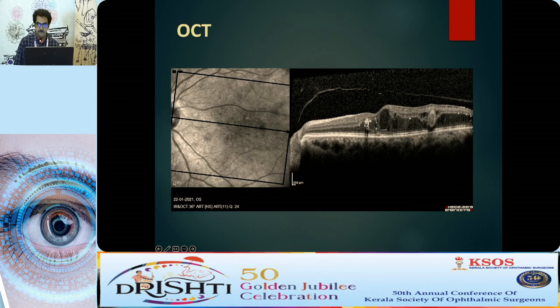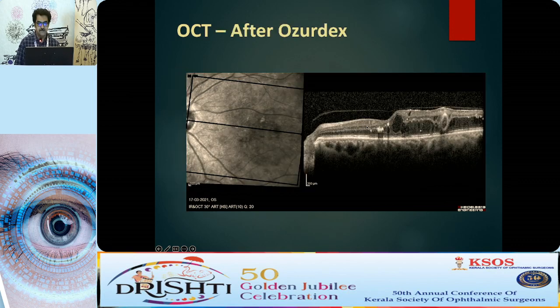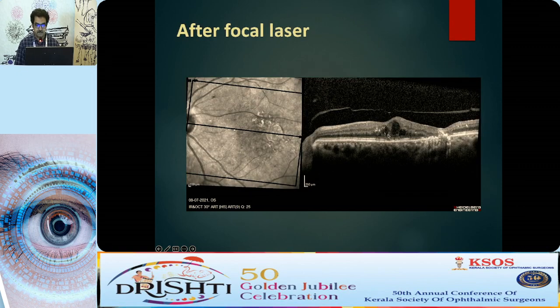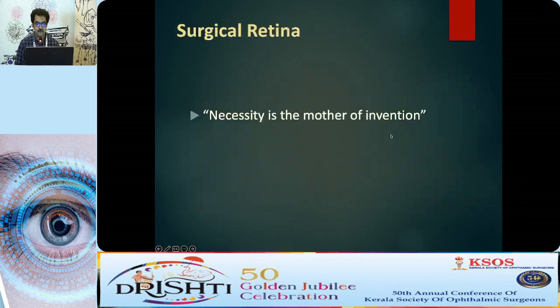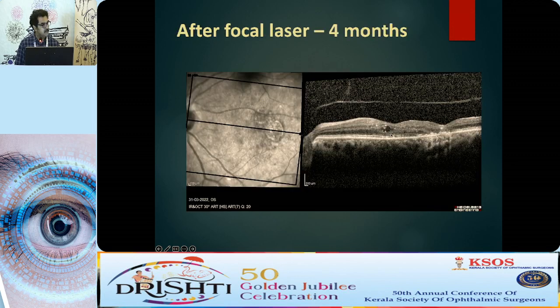You have to give anti-VEGF, no? I gave anti-VEGF, I gave Ozurdex, nothing is working. Then what I did was, I did focal laser to this giant aneurysm. Focal laser, and see, macular edema is decreasing, macular edema is gone. So that point is the key. The other patient, I didn't give focal laser because it's very close to the fovea. If you give focal laser, macular edema will go, vision also will go. So we don't want that. So this is very much away from the fovea.